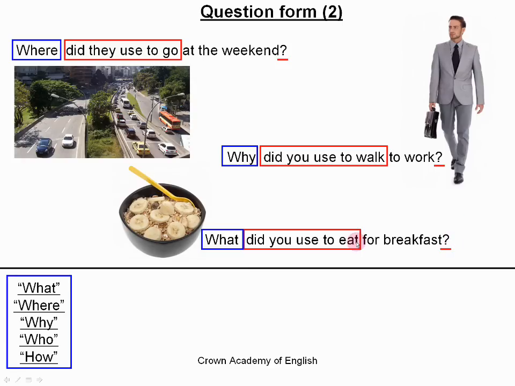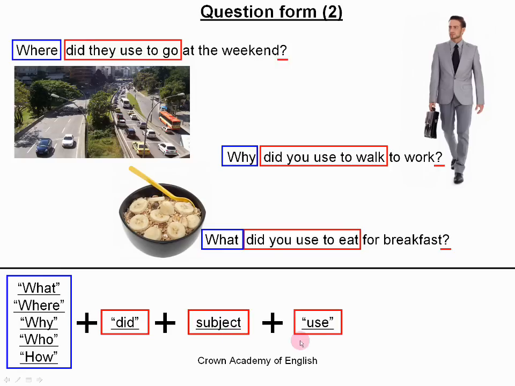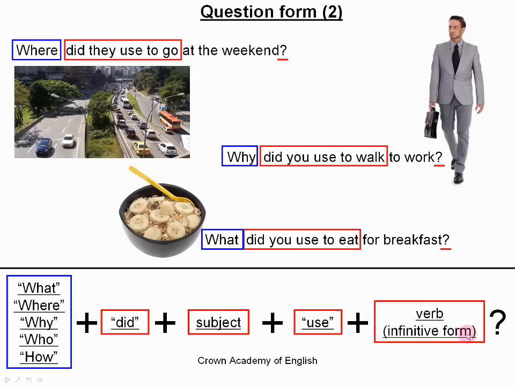So the rule here is we have a question word, what, where, why, who, or how. We have the word did, the subject, use, and the verb in the infinitive form, followed by the question mark at the end. Okay?